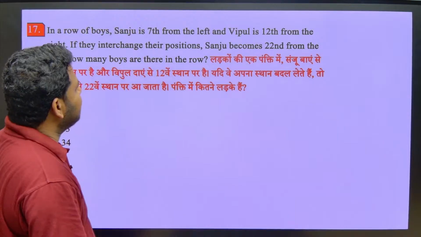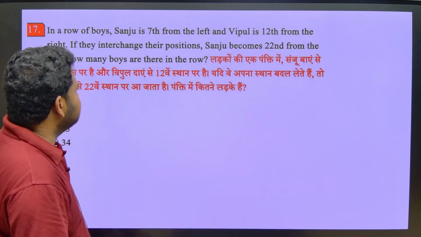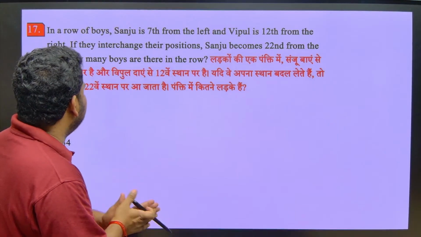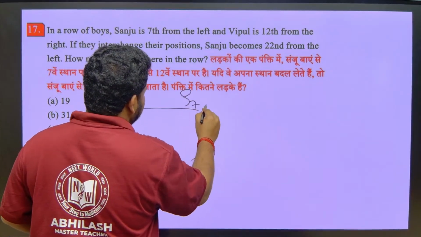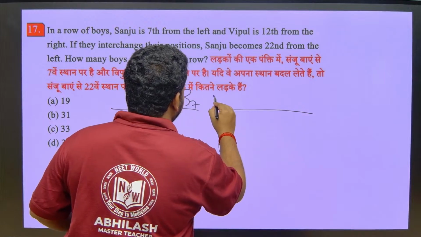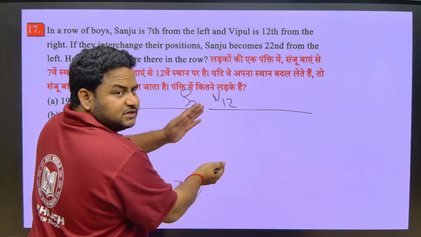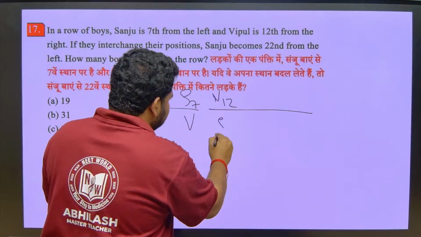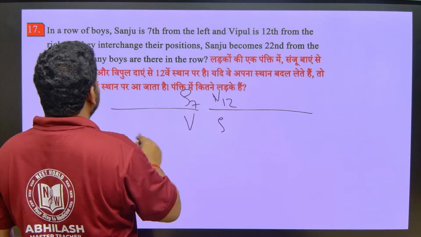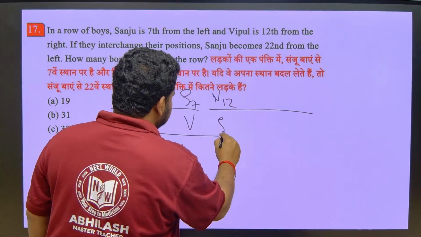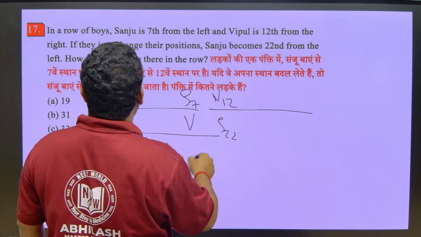Sanju is 7 from the left and Vipul is 12 from the right. If they interchange their position, Sanju becomes 22nd from the left. How many boys are there in the row? Interchange their position means Vipul will come here and Sanju will come here. Now what position were they given? Sanju from the left end, that is, Sanju will become 22nd from the left end, right?